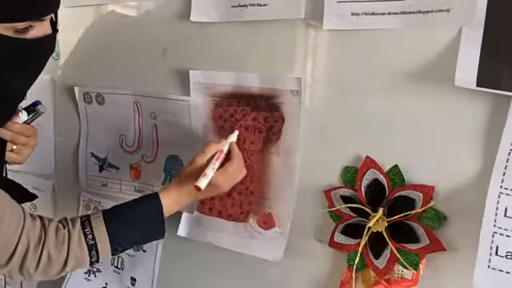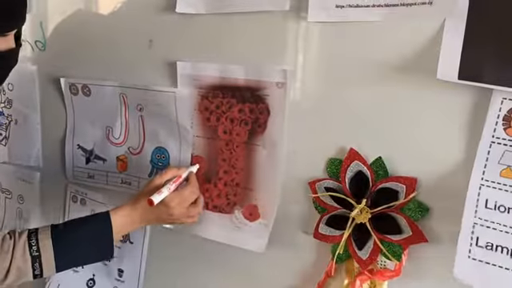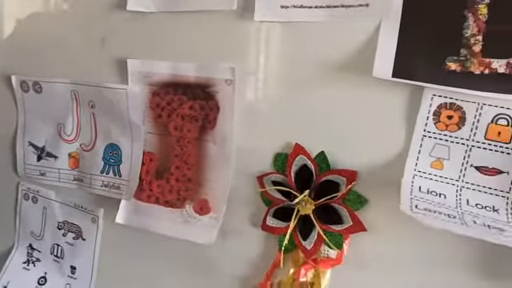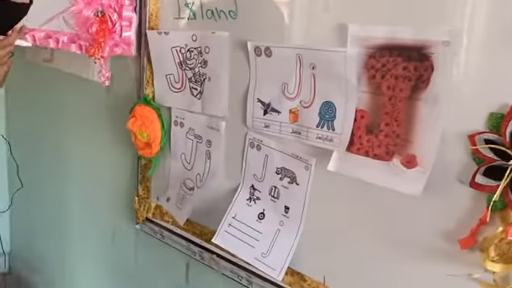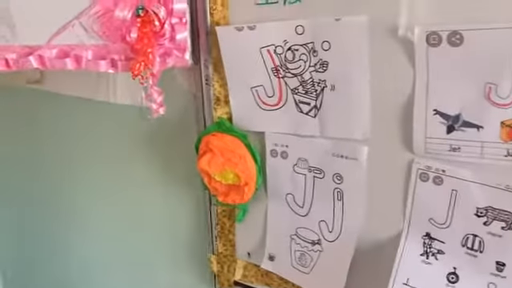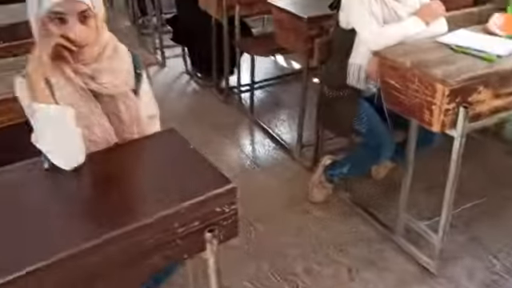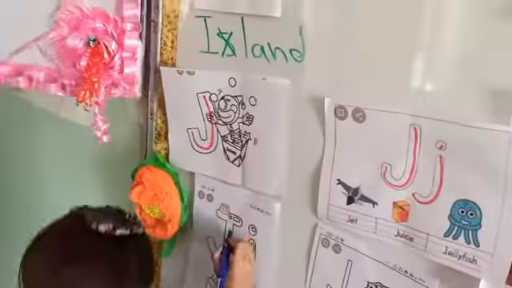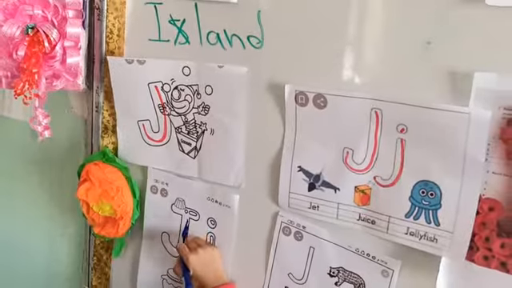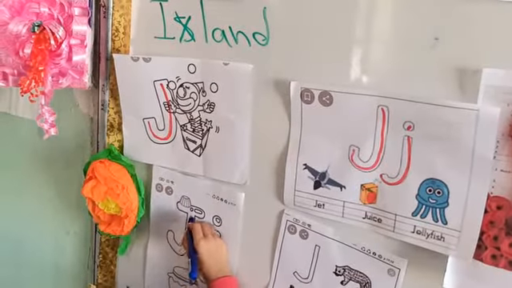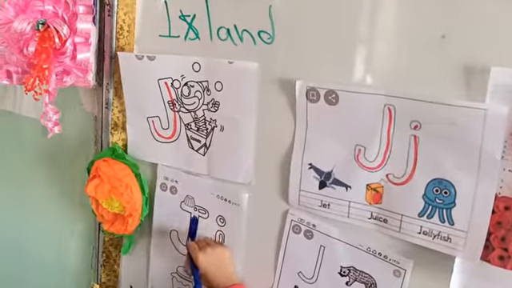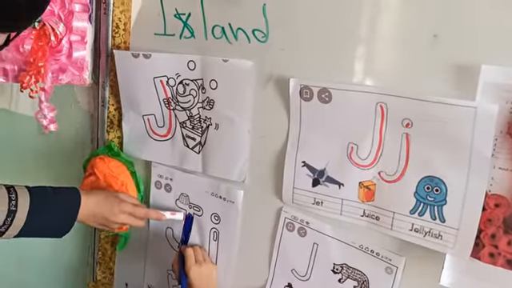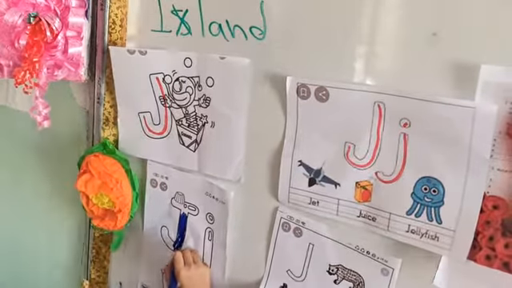Jellyfish. This is uppercase G. J, not G, J. Sarah, color uppercase J. What is this color? Blue. This is blue.